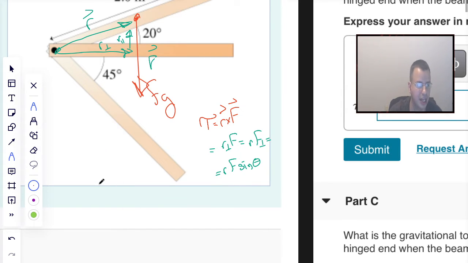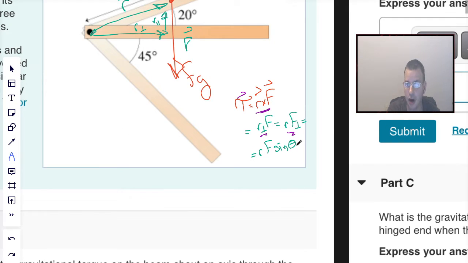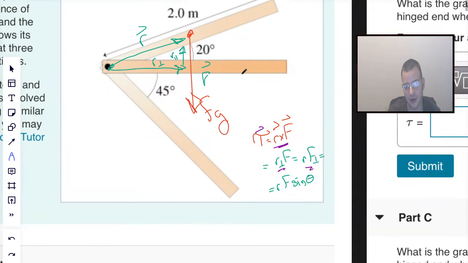I know, sounds complicated, not too bad. I did say R sine theta here. That theta is different than that theta here. This theta is the measurement of the angle from the horizontal. This theta is specifically the angle between the two vectors. In this case, R going this way and force gravity going straight down. So it's easier to think of it as the perpendicular portion of R to F. So we're going to look at just this portion of the R right here.